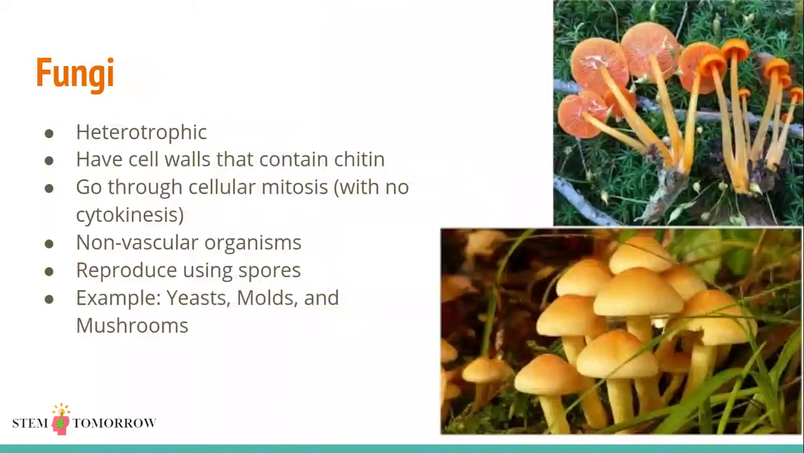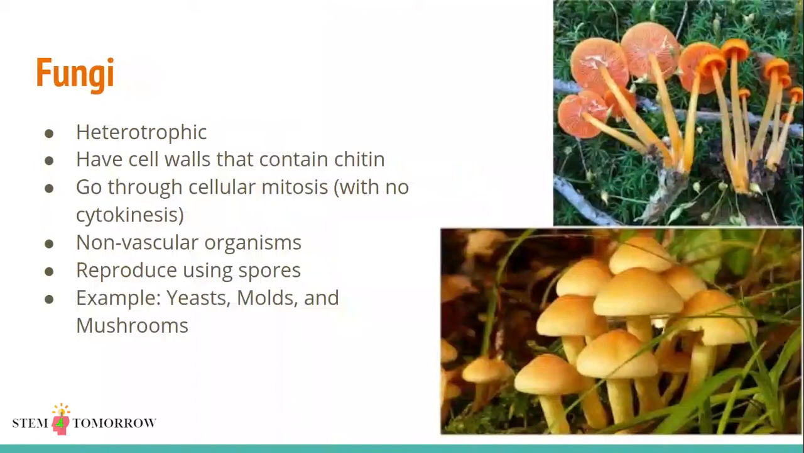And then we have fungi. These are heterotrophic. They have cell walls that contain chitin. That sounds very complex, but basically they have cell walls like plants, but they contain a very special chemical called chitin, which affects a lot of their properties and just the way they react.